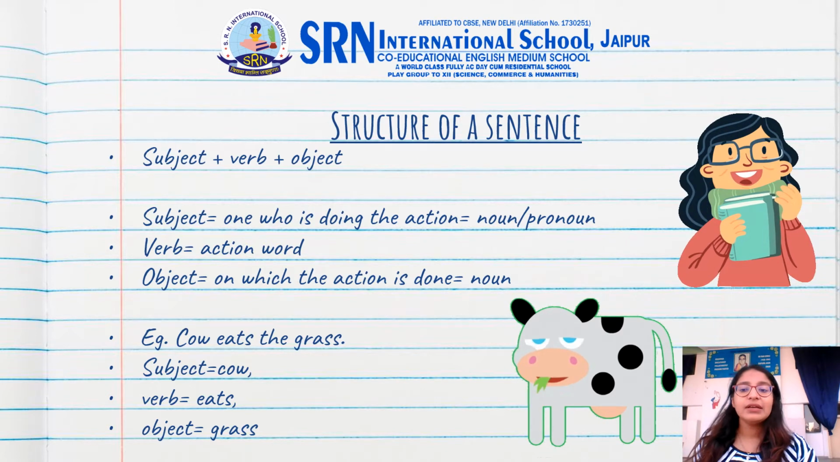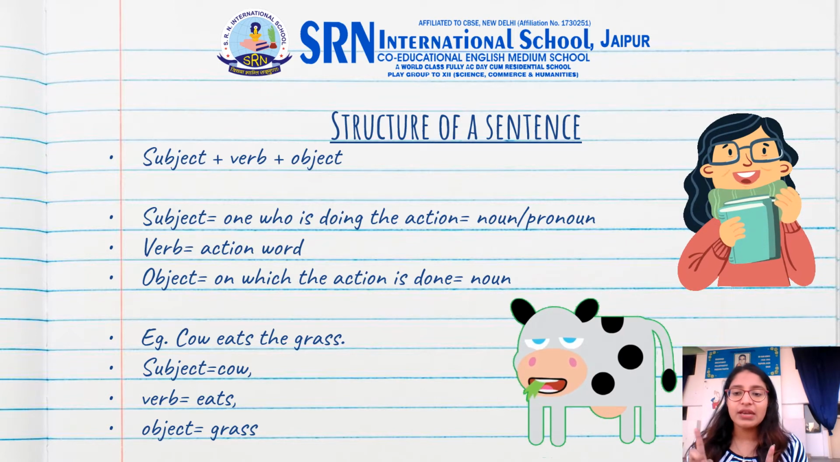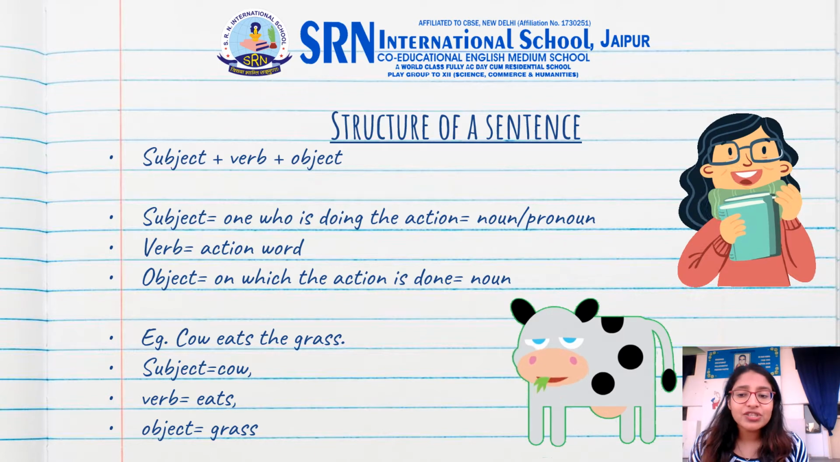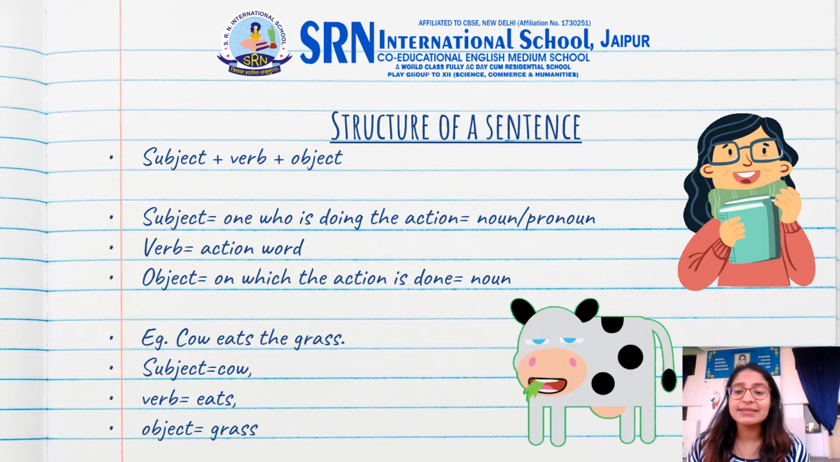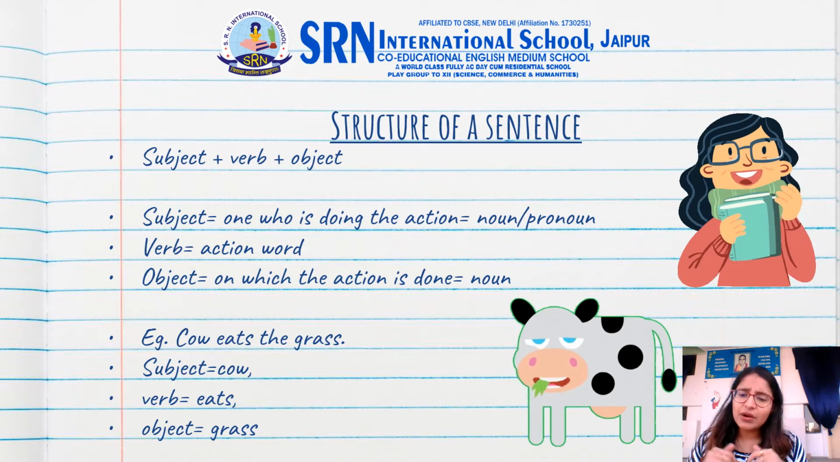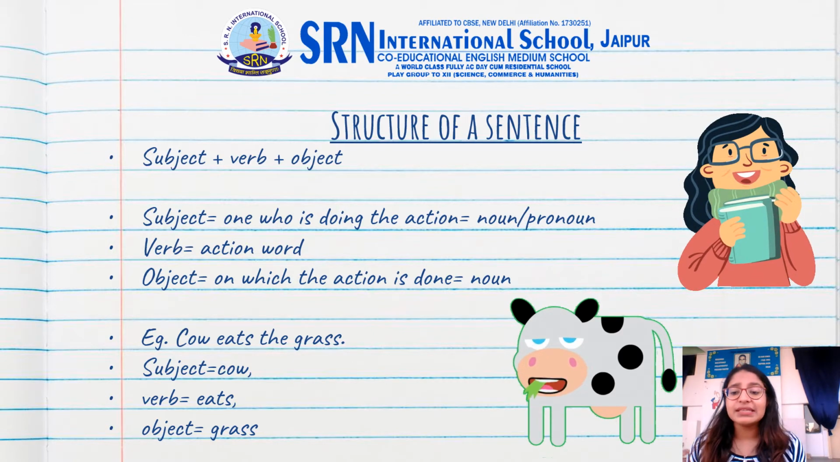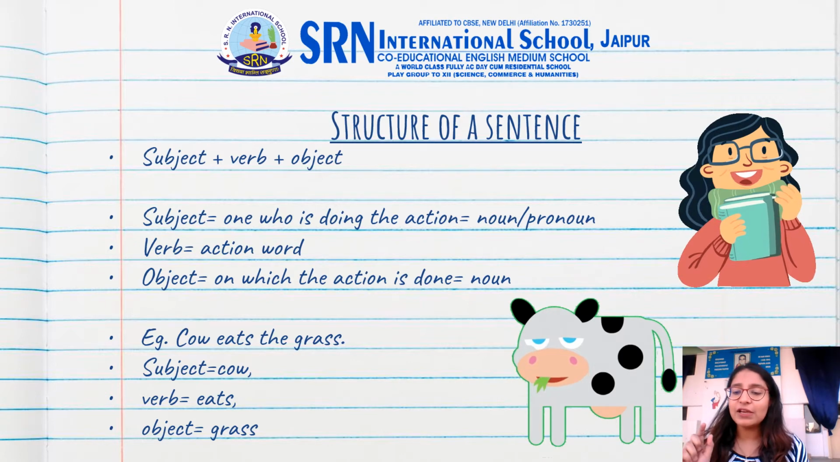For example, cow eats the grass. Now, who is doing the action? Cow. So cow is the subject. What is the cow doing? That is the verb. That is the action. So what action is the cow doing? Cow is eating. Now, what is the cow eating? The cow is eating the grass. So here the grass is the object.